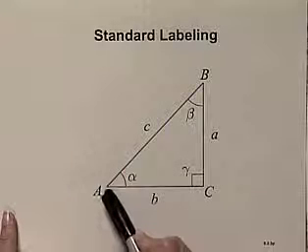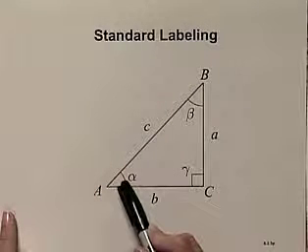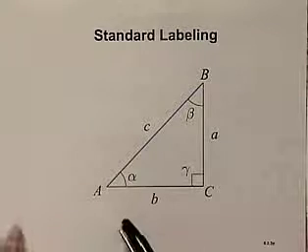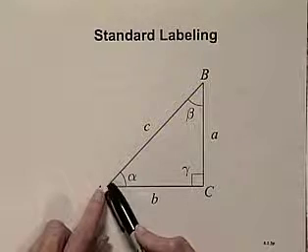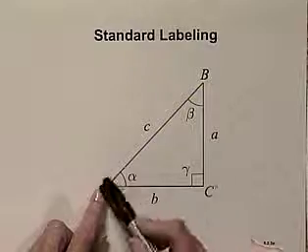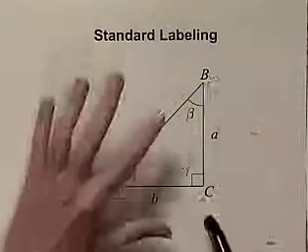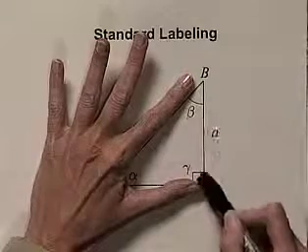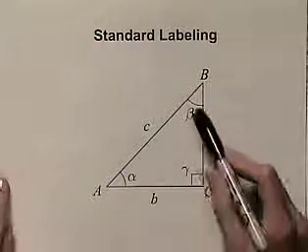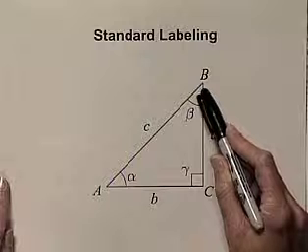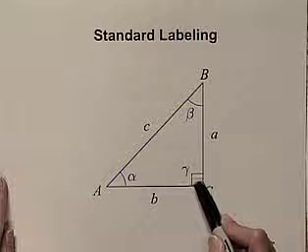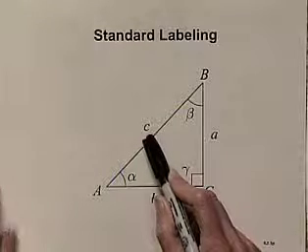The side opposite angle alpha is going to be labeled A. Notice that if we look at the two rays, the two line segments here, these rays make up that angle, then this would be the side of the triangle which is not included on those rays. The side opposite angle beta is labeled B, and the side opposite angle gamma, which is our right angle, is labeled C.